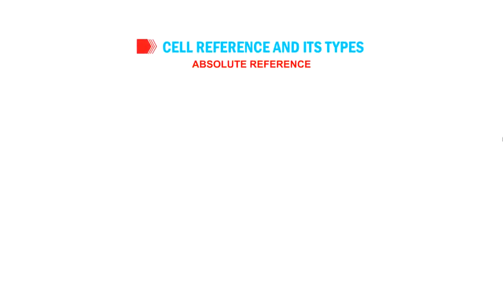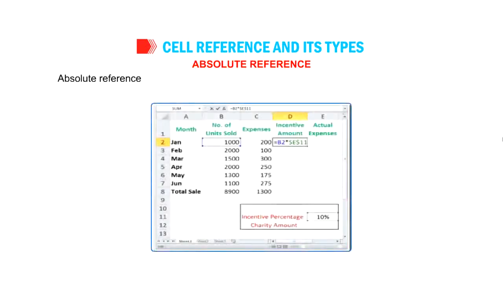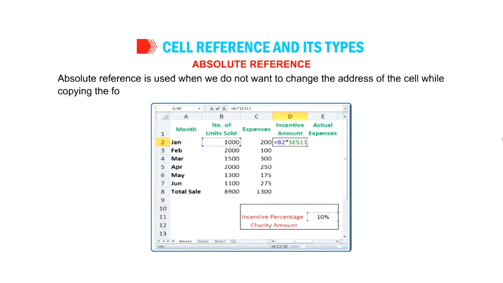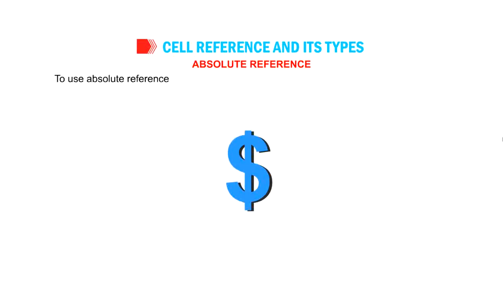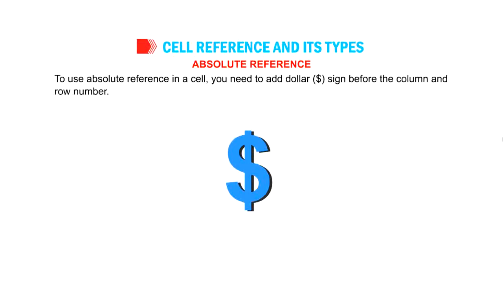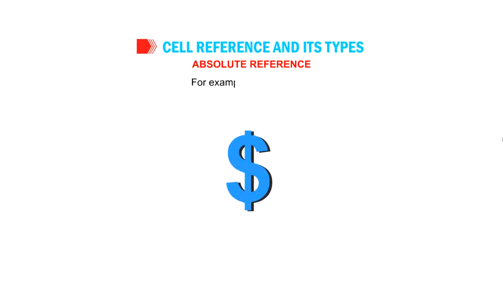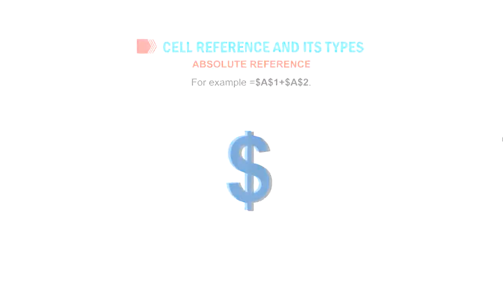Now, the second type of cell reference is absolute reference. Absolute reference is used when we do not want to change the address of the cell while copying the formula to another cell. To use absolute reference in a cell, you need to add the $ sign before the column and row number. For example, =$A$1+$A$2.